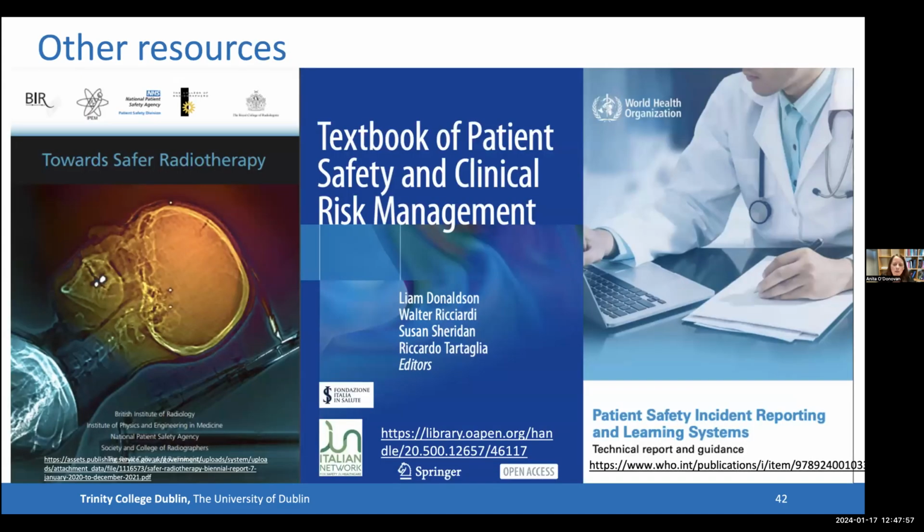From a CPD perspective, if you want to broaden your CPD on this topic, there are lots of excellent resources, some older like the Towards Safer Radiotherapy resource, and some newer guidance like the World Health Organization report and guidance, which talk about incident reporting more generally. And this textbook, which is open source, covers patient safety and clinical risk management more generally.